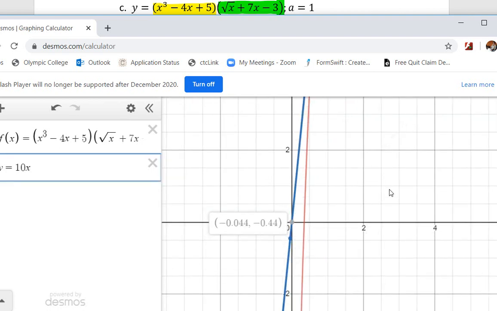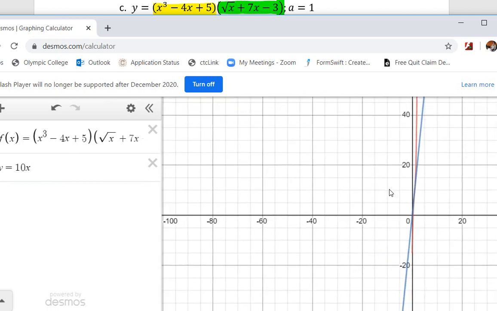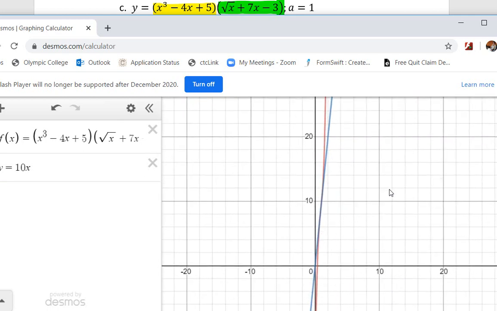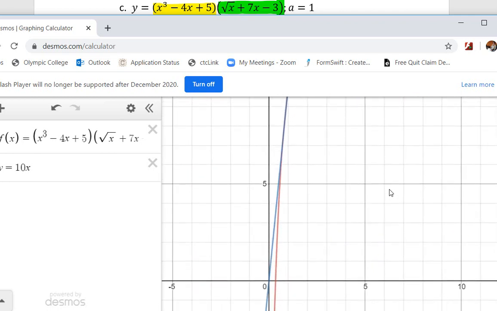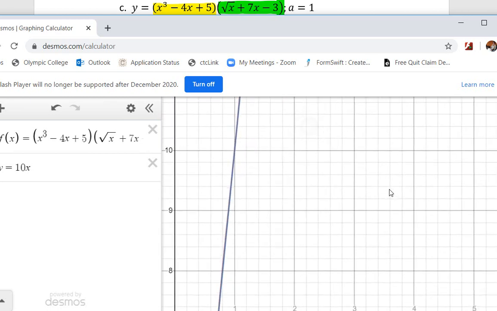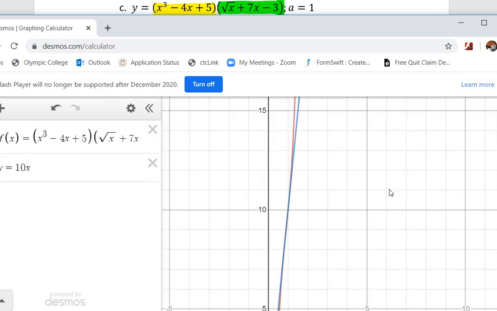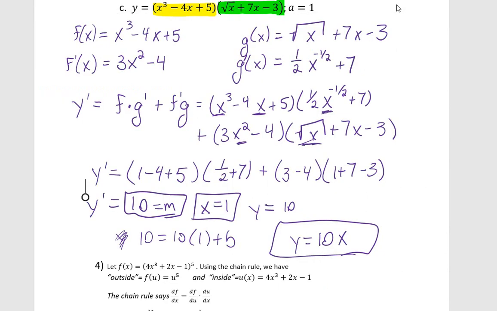All right, so if we zoom out, what we should see is that that line hugs our curve right when x equals 1, so right about here. And if we look, it certainly does. So we did a great job. All right, let's check our other two and make sure that we did a good job on those.